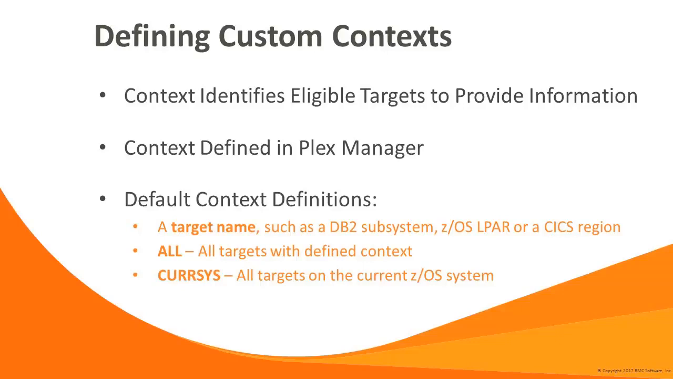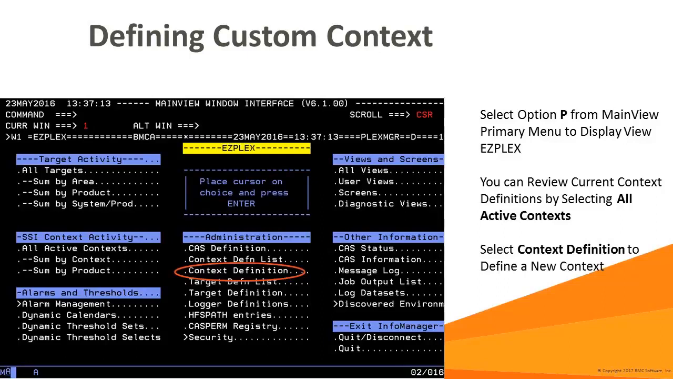There's a default context of ALL that provides data from all the available targets. There's also the context CURSYS that includes only targets on the current z/OS system. This context is especially useful for alarms. Custom context can be defined within the Plex Manager component of the MainView infrastructure. The Plex Manager is accessible from the primary MainView menu, Option P.